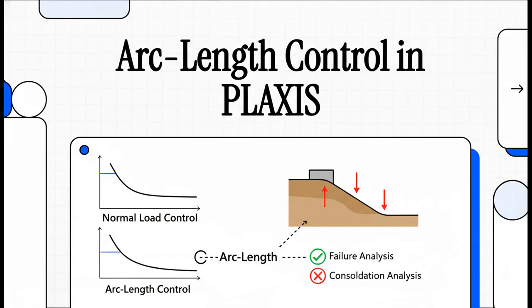Hey everyone. In geotechnical engineering, getting our results right isn't just academic. It can be the difference between a safe design and, well, a catastrophe. So today, we're going to dive into one little setting in PLAXIS that is so critical for failure analysis, but it's one that a lot of people just overlook. It's called arc length control. And believe me, you're going to want to understand this.